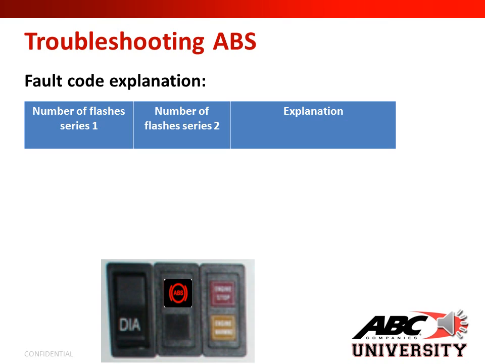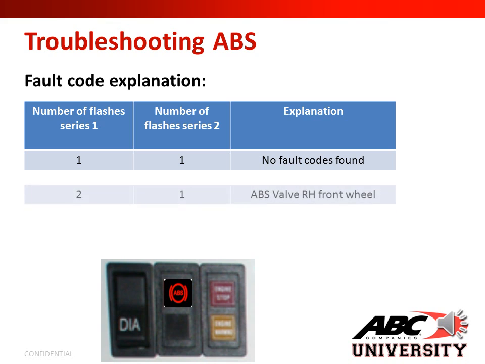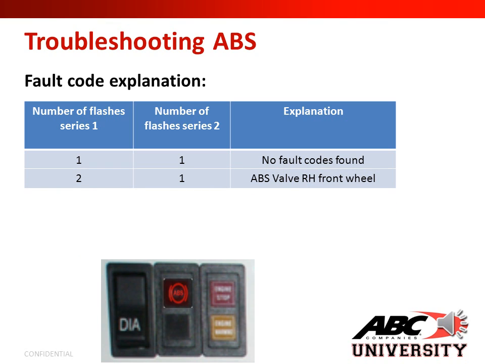In this slide, we're going to go over your fault code explanation. If your ABS diagnostic switch flashes 1 and 1, no fault codes are found. If your ABS light flashes twice, pauses, and then once, that tells me my ABS valve right hand front wheel is a problem.